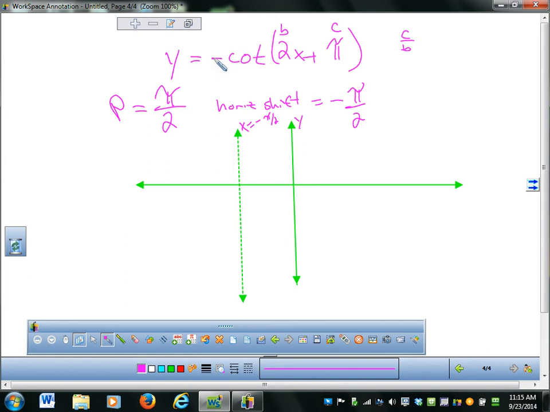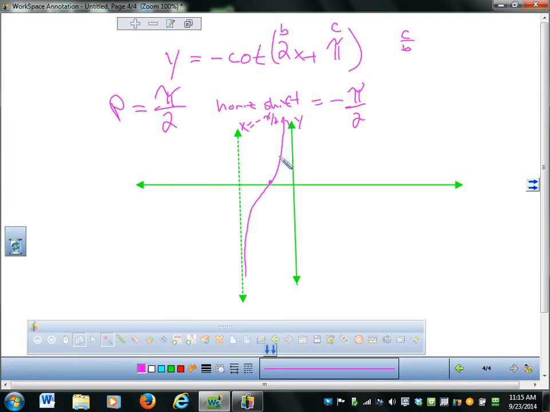Now, what's this negative going to do to it? It's going to go the other way. Instead of cotangent normally coming from the top and working its way down, this cotangent is going to start from down and go up, and it's going to do one cycle in pi over 2 radians. From negative pi over 2 to y equals 0, that is pi over 2. The y-axis is an asymptote in this case.